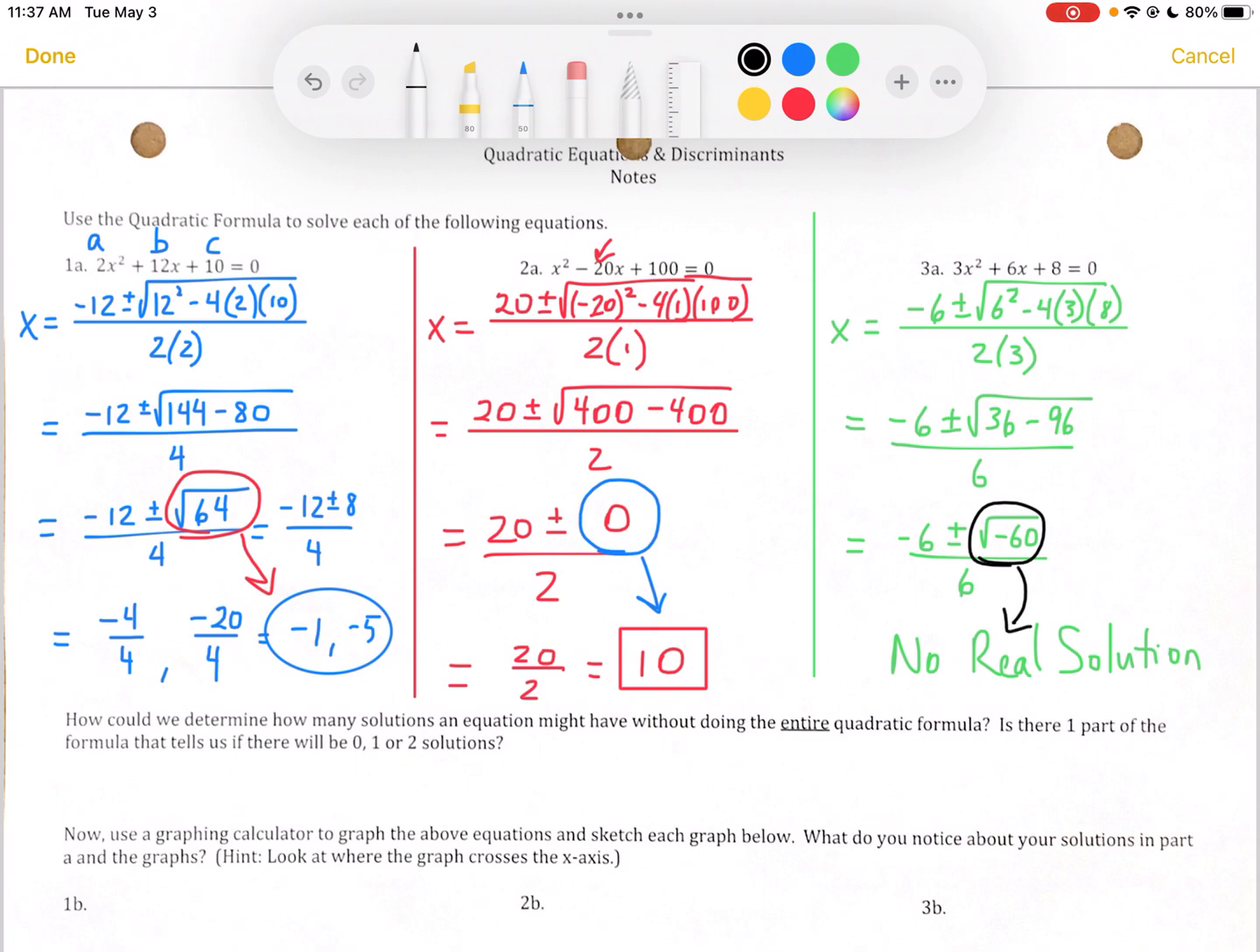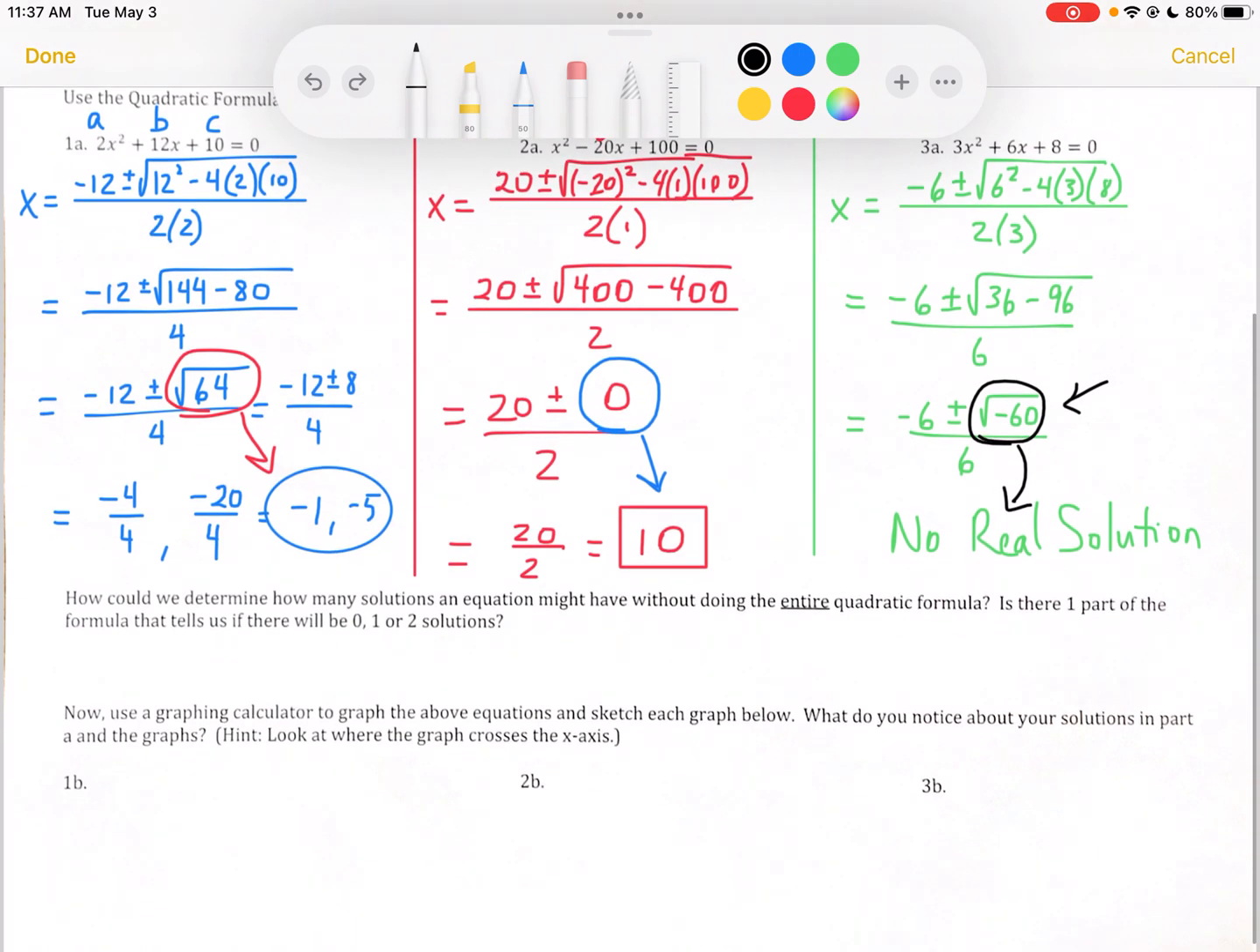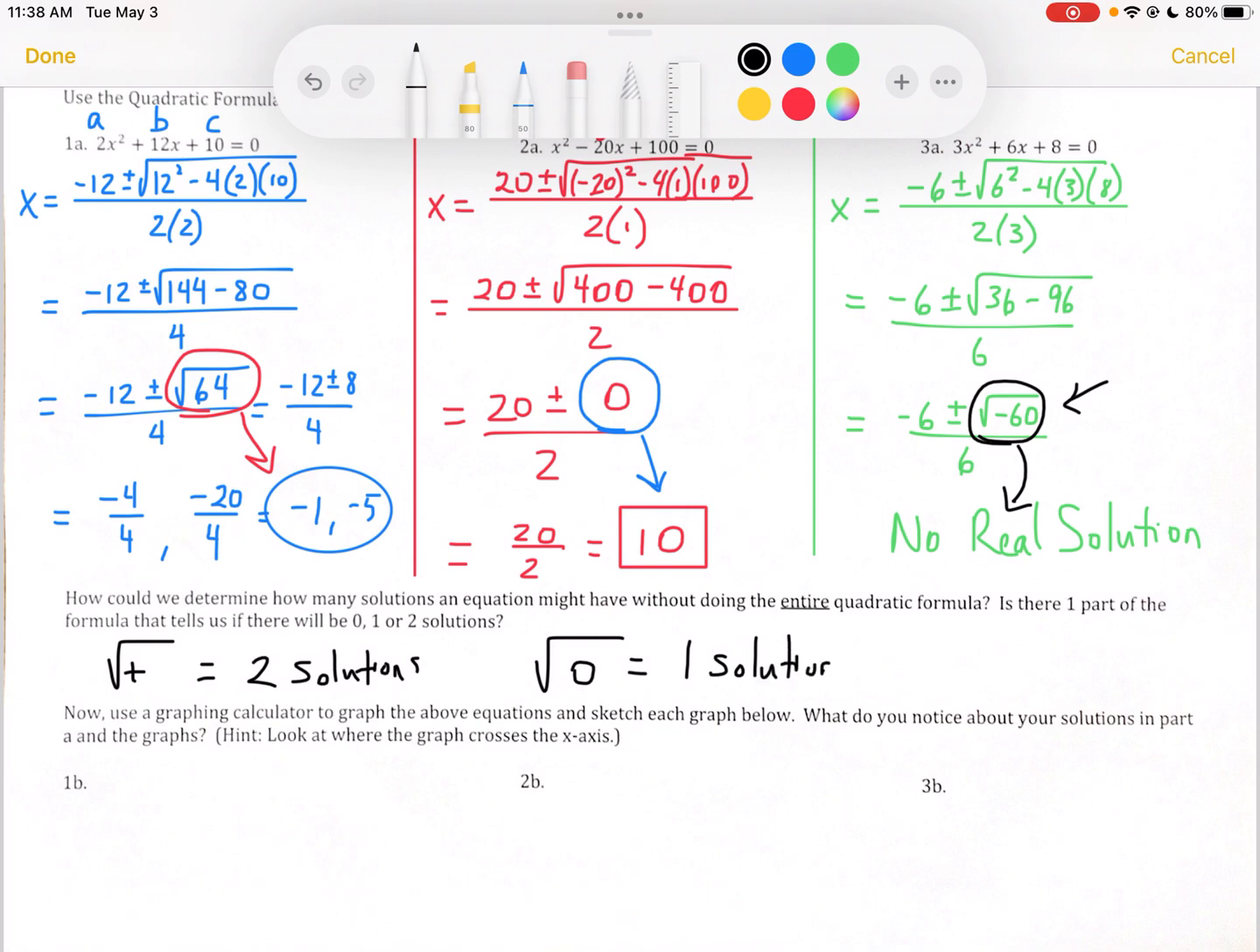Okay, so once again, positive square root, you get 2 numbers because you get that plus or minus. But when it's 0, like here, plus or minus 0 is just the same thing. You're only going to get 1 answer out of that. And then the last example over here, we said a negative. We can't do that. You get no solution. So square root of a positive number equals 2 solutions. Square root of 0 equals 1 solution. Square root of a negative number equals no solutions.